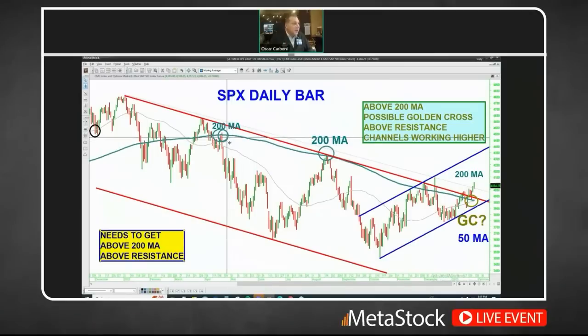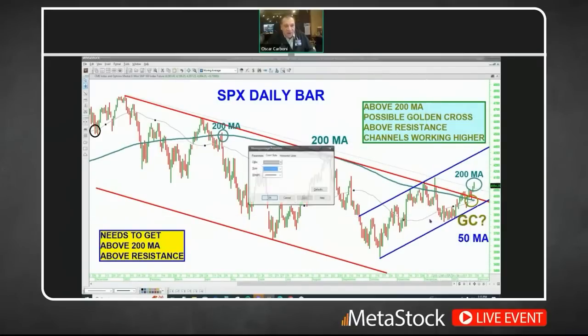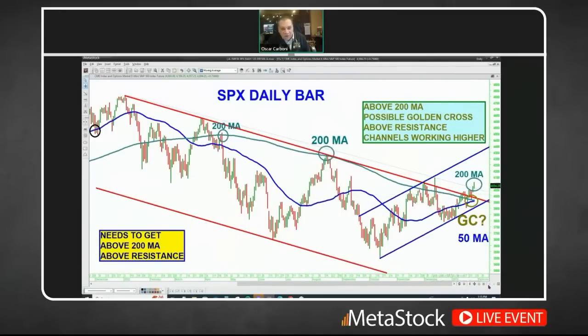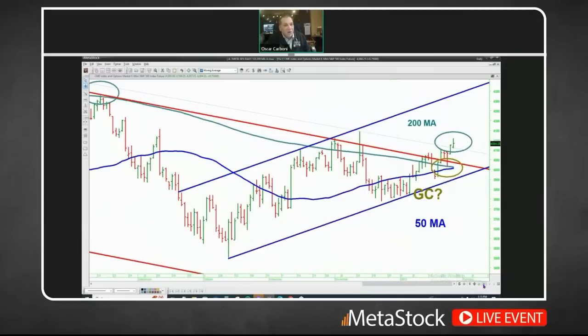Well, time has passed, and here we are now. Let's move this little tool over here. Look at where we are now, above the 200 bar moving average, above channel resistance, and we are very close to seeing a second, which is a beautiful thing, golden cross. It hasn't crossed yet, so you can't say it's crossed, but look at this average. Look at how close. Let me blow that up for you a little bit. Look at how close we are to a golden cross taking place right there.